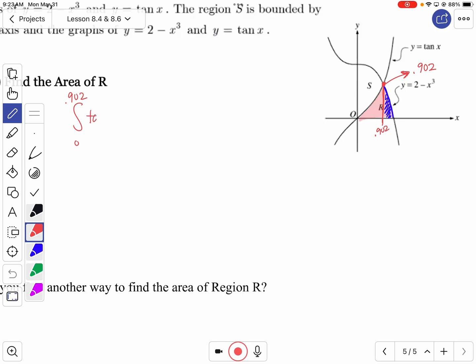So we would do tan minus 2 minus x cubed, okay? And notice I put that in parentheses, okay? But that doesn't get the entire region of R. It doesn't get the entire region. So what we're going to add to it is we're going to start at that 0.902.